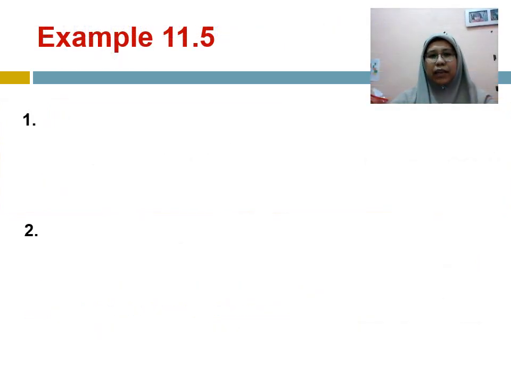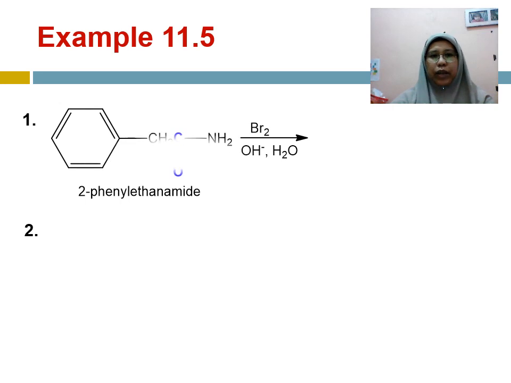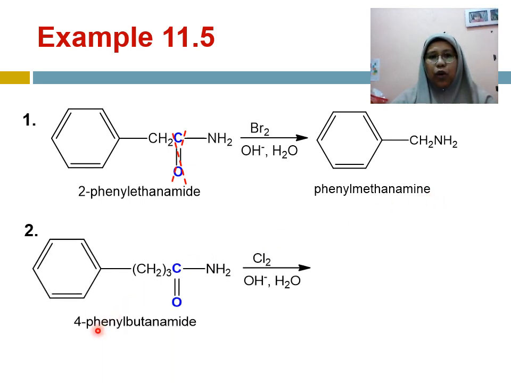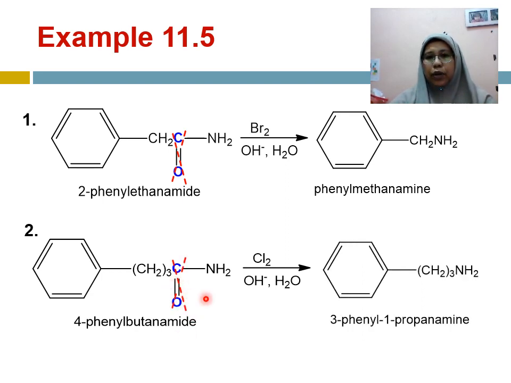Let's do example 11.5, question number 1. We have 2-phenyl ethanamide. So we are going to remove C double bond O and form phenyl methanamine. So notice that from ethanamide, it becomes methanamine. We lose one carbon there. Question number 2 is 4-phenyl butanamide. So we're going to lose that C double bond O and produce 3-phenyl propanamine.